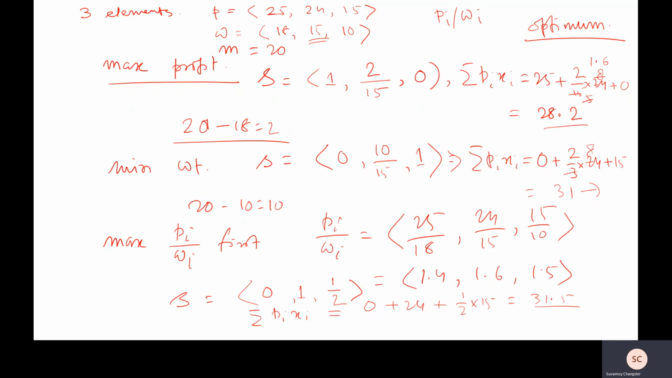So from the example we can say that if we go for the maximum profit weight ratio first, then we will get the optimized or maximum profit. So let us first design the algorithm. After that, we will go for the proof that this solution always gives us the optimum solution.